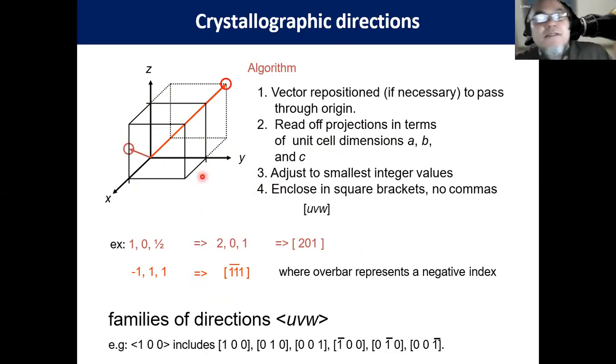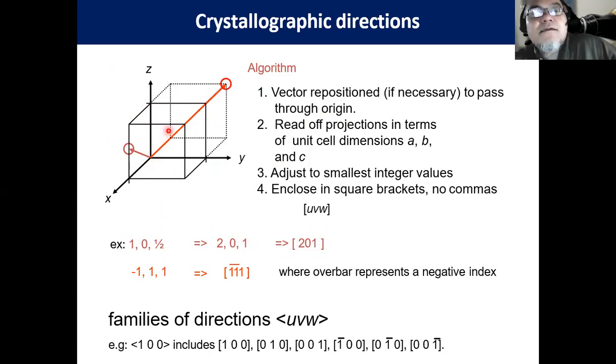For example, here in the x direction it is 1, in the y direction it is 0, because it doesn't have any component in that direction. But in the z direction it is half of the lattice. The lattice is one single crystal unit. Then we adjust to the smallest integer values. Since this is half, we multiply each number by 2, so this becomes 2, 0, and 1. Then we enclose in square brackets without commas: [2 0 1]. So this represents a vector direction within a single Bravais lattice.